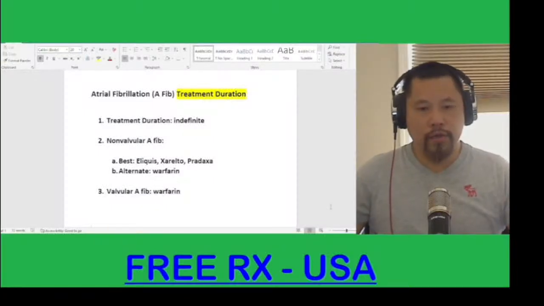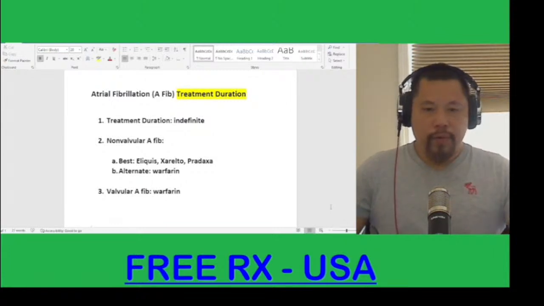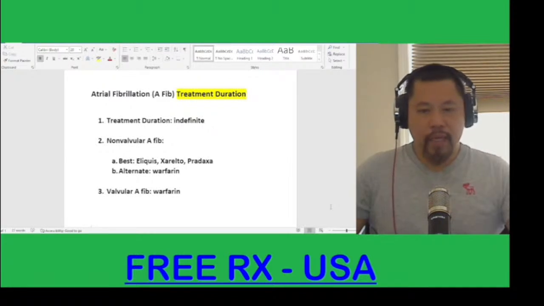What is atrial fibrillation or AFib? Atrial fibrillation or AFib treatment duration. What is atrial fibrillation? Atrial fibrillation is when you don't have a regular heartbeat. Sometimes your heart beats too fast, sometimes too slow. That means you may have a blood clot in your heart or in your lung.